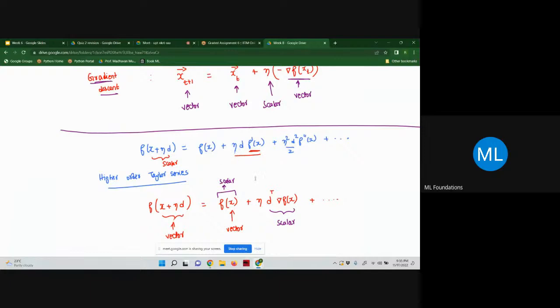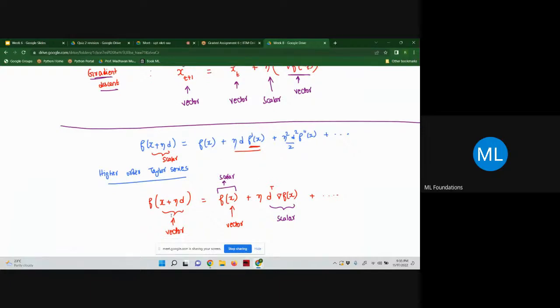This is the normal one, right? But for the higher order one, what do you have? f of x plus eta d. Remember, it doesn't matter whether x is a scalar or a vector, f of x plus eta d is going to be scalar. In this particular case, x is a vector, so x plus eta d will be a vector, but f of x will be a scalar. So here eta d transpose gradient f of x is going to be scalar.